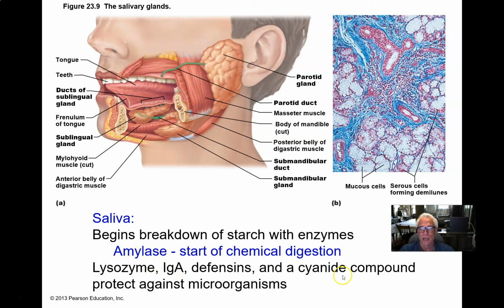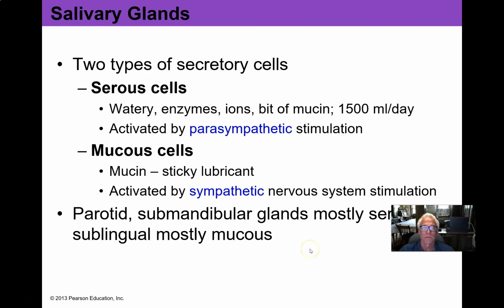Saliva also contains several antimicrobial compounds. We eat a lot of bacteria and fungi in our diet, and all these compounds help. Lysozyme is an enzyme that breaks down bacterial cell walls and helps destroy bacteria. IgA, immunoglobulins, as you know, are antibodies that defend against foreign substances. Defensins are peptides that will also be antimicrobial, and a cyanide compound. So there's lots of stuff in the saliva to begin to already defend ourselves against all this onslaught of bacteria coming in. And here, as I mentioned, serous cells and mucus cells are the two types of cells in the salivary glands.